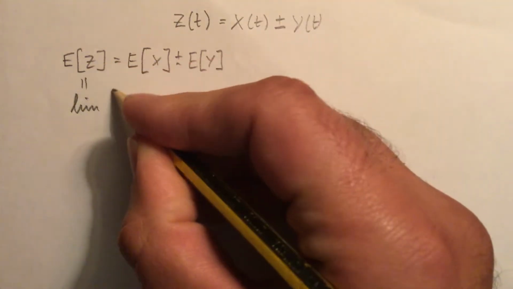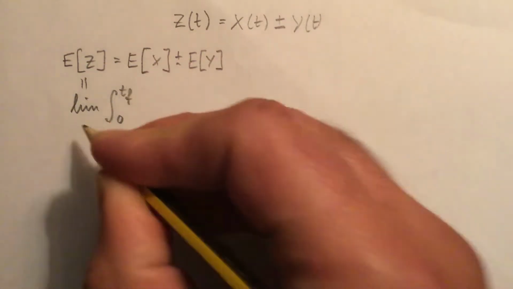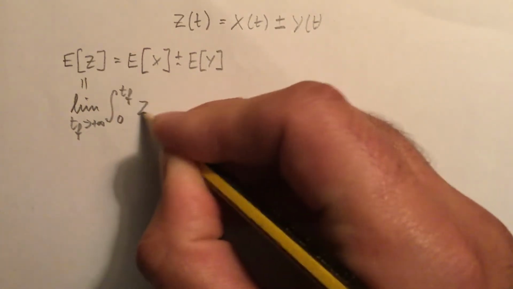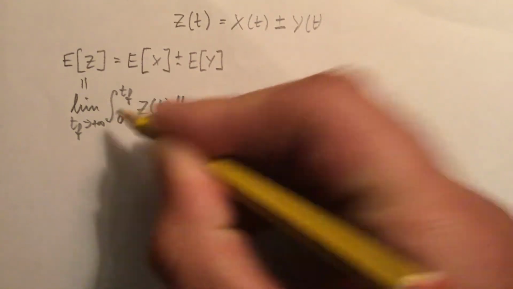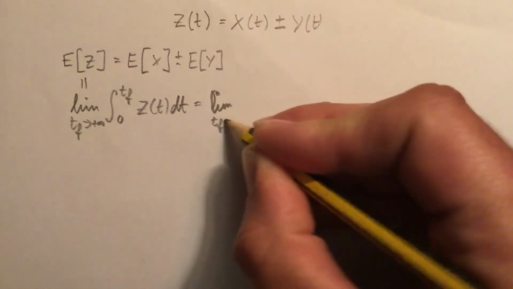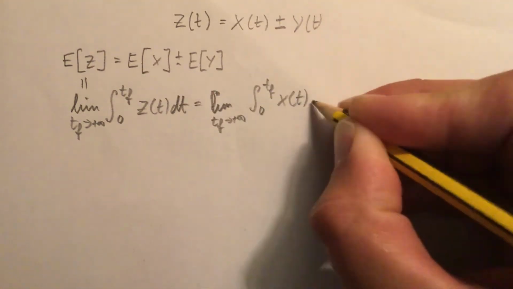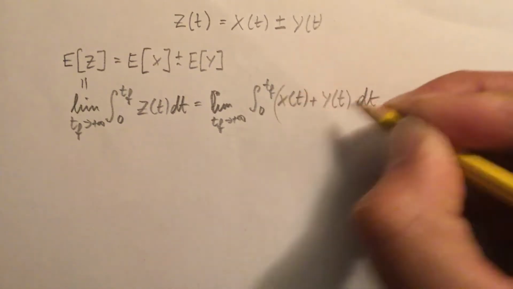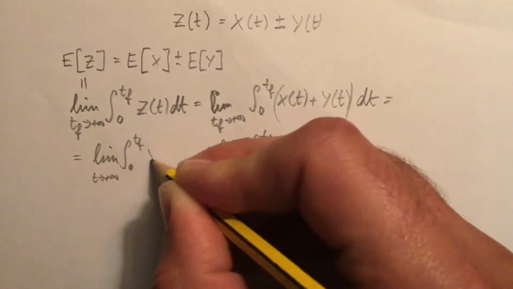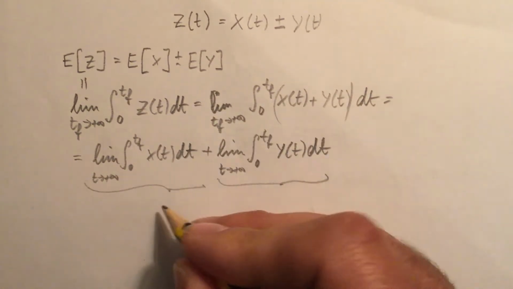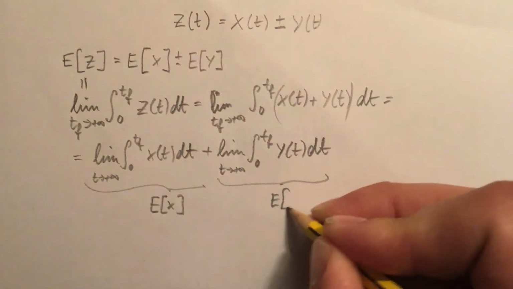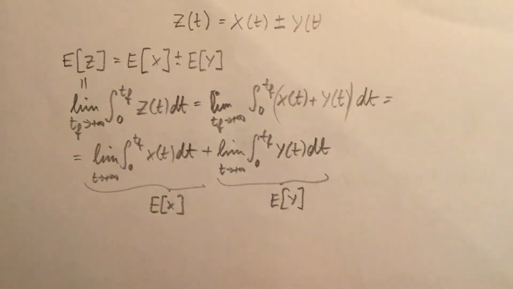We know that the expected value is the limit of the average. The limit as final time goes to infinity. Now, this integral here is a linear operator, and it is straightforward to show that each of these limits is, of course, the expected value of each of the two signals x and y.